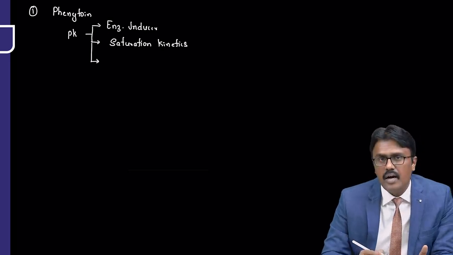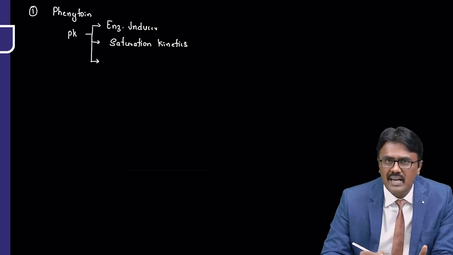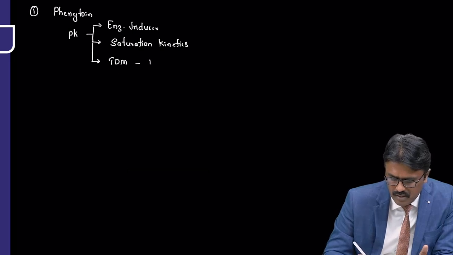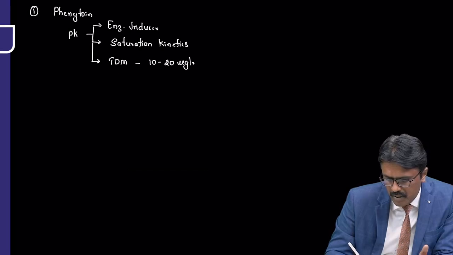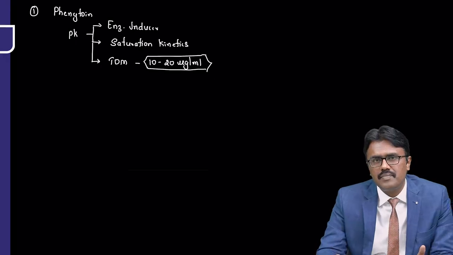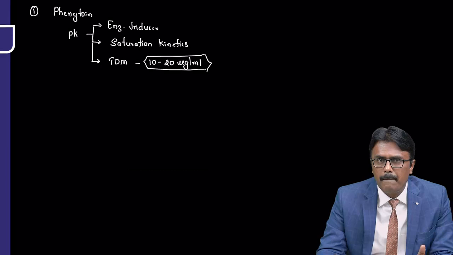And I told you most of the anti-epileptics require therapeutic drug monitoring, and the normal level is between 10 to 20 microgram per ml. This is the normal level. Now if the drug is less than that, it will not work. More than that, it will cause toxicity, that is phenytoin.